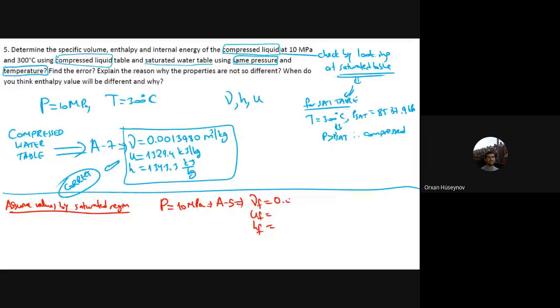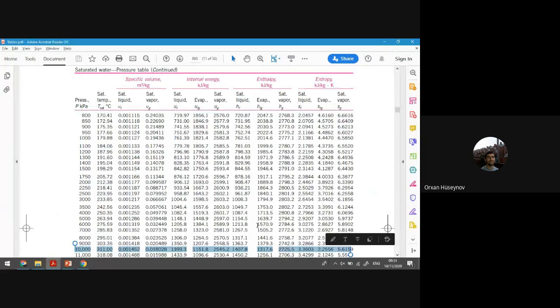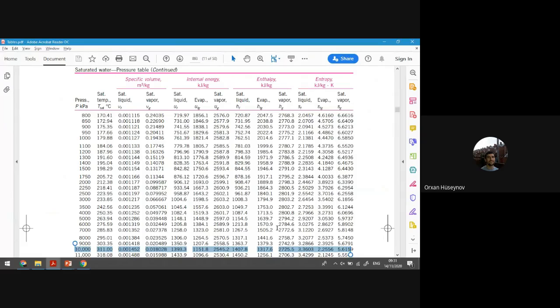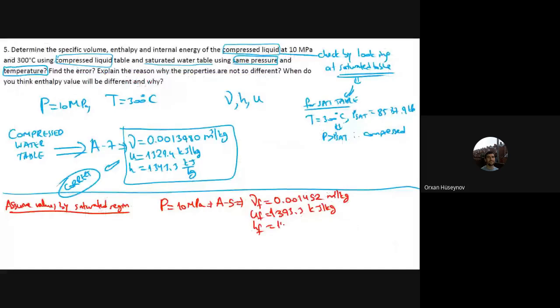0.001452 meter cubes per kilogram. And the UF value is this line, which is 1393.3 kilojoules per kilogram. And the HF value is this one. You can see the column here. So this one is HF, this one is the UF. And see the column, so it is 1407.8 kilojoules per kilogram. Okay, I've done it, no problem.